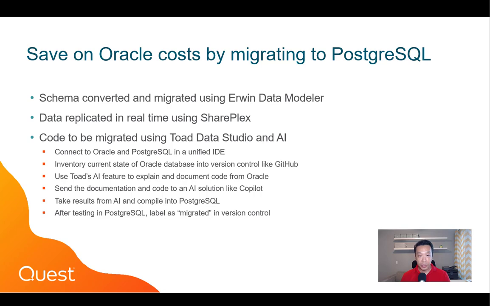I can pull up the Oracle code inside of Toad, then use Toad's feature called AI Explain to document what that code does exactly. Then I'll leverage an AI chatbot like Copilot and provide it with all this information from Toad in order for the LLM to accurately recreate the code for Postgres. Then I'll take that code and compile it using Toad, and then I'll run some tests to confirm that it functions correctly inside of Postgres. Then I'll document and label that the object has been migrated inside of version control.